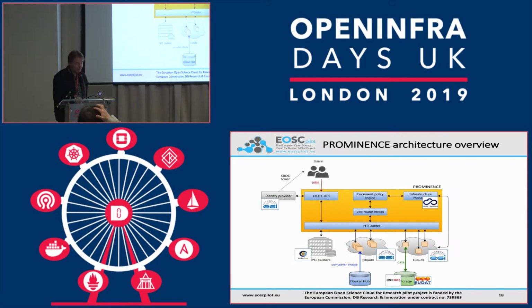So the architecture of Prominence is shown here. As I mentioned before, we have a REST API, and for the authentication, we're using an external identity provider, which I'll come to in a moment. We're using Condor to do most of the work, so it's managing all of the jobs and taking care of remotely executing the jobs in a secure way. I'll talk about that in a bit more detail later. And then we have a special placement policy engine, which is what's deciding what clouds to deploy the infrastructure on.